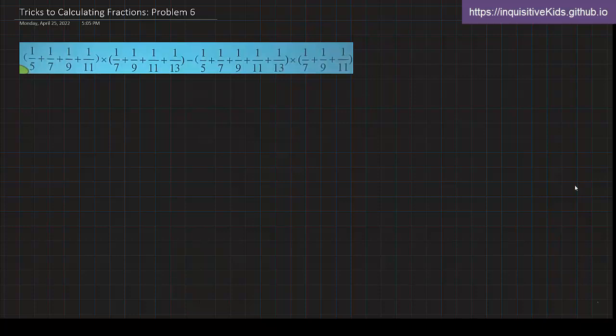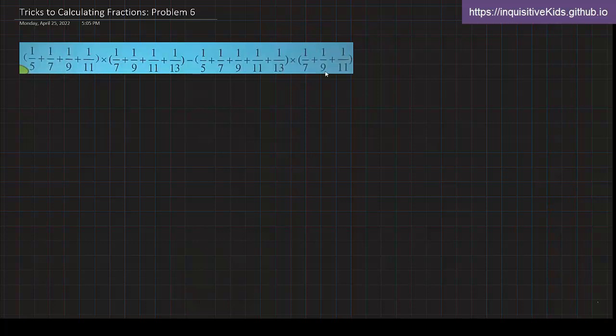Okay, so welcome to problem 6 of our fraction series in 5th grade. So we have, again, a whole bunch of numbers, but it's also asking for two products and their differences. So let's see what we can do here.